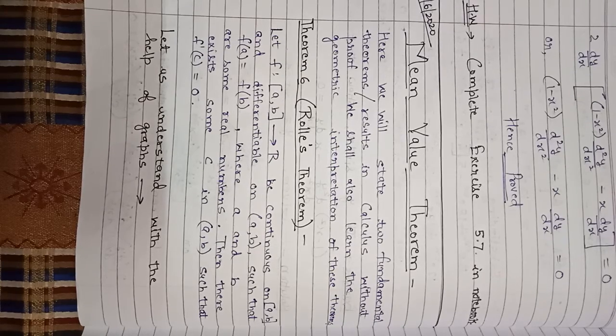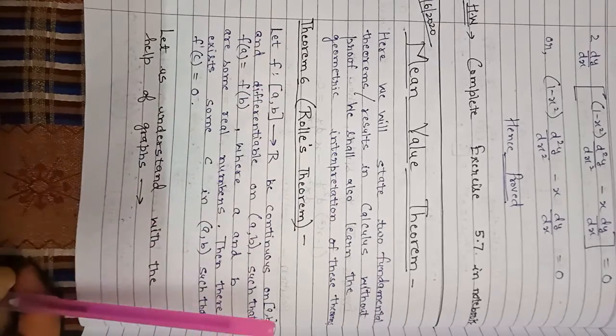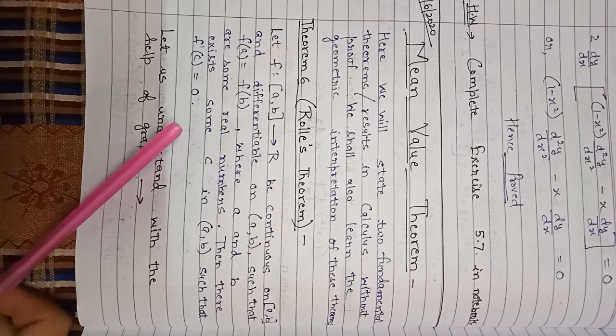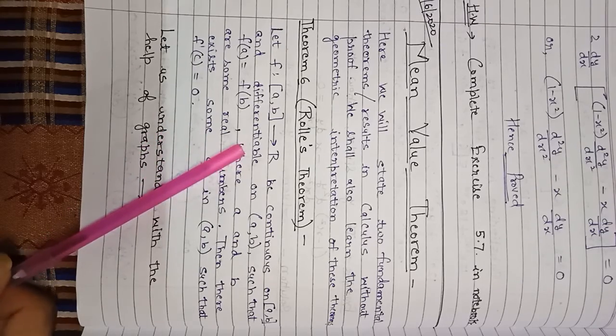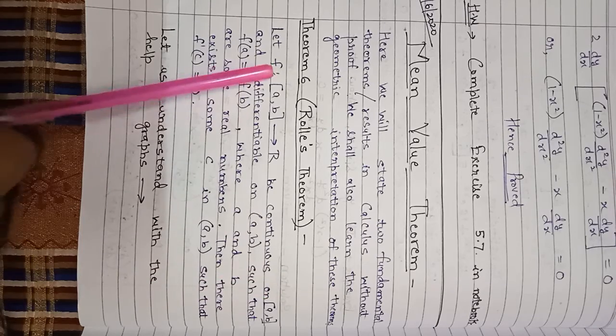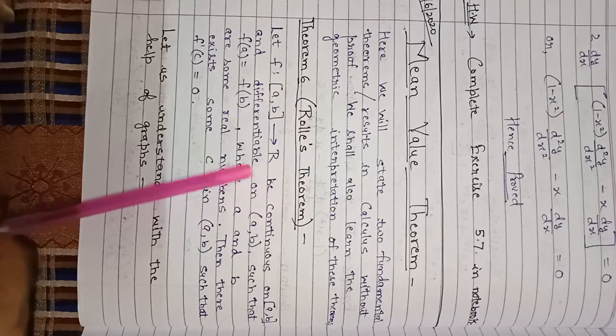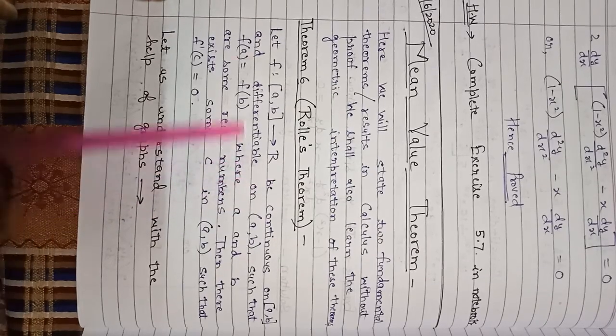So here is our first theorem. The result we are going to use for the questions, they'll be asking us to use Rolle's theorem or use the mean value theorem and prove this and that. So here is our first theorem, that is theorem number 6, Rolle's theorem. What is the statement saying?